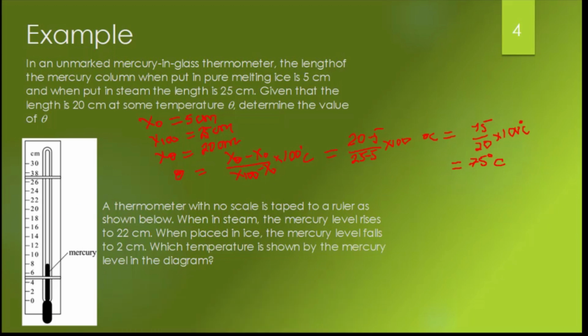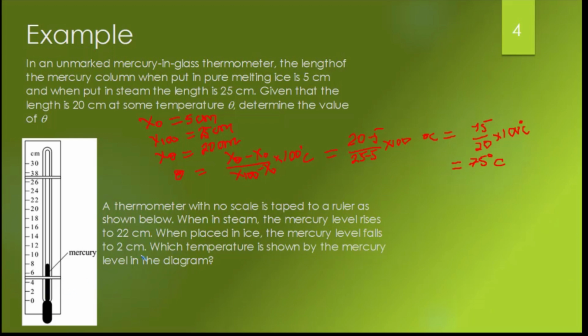Let us look at the second example. A thermometer with no scale is taped to a ruler as shown in the diagram. When in steam, the mercury level rises to 22 centimeters, and when placed in ice, the mercury level falls to 2 centimeters. Which temperature is shown by the mercury level in the diagram?